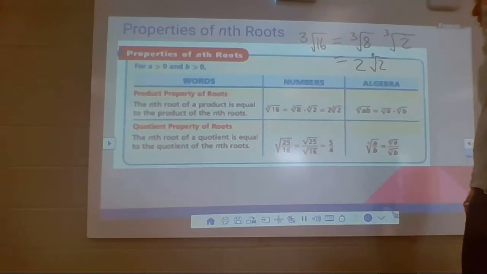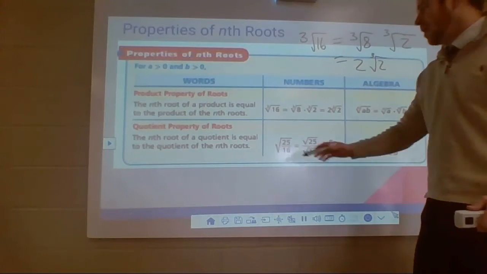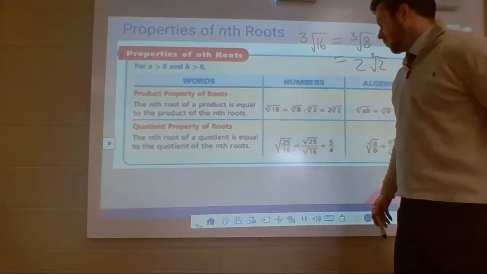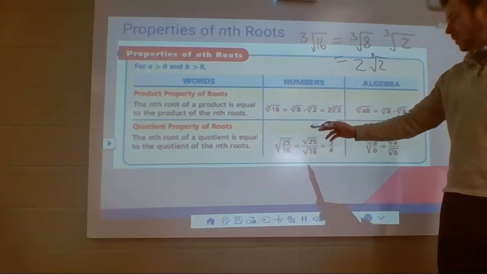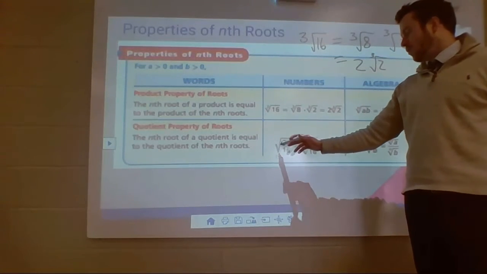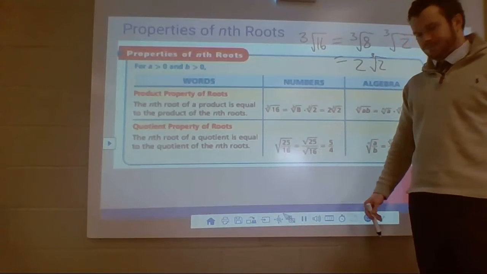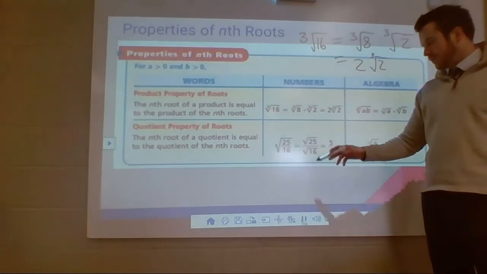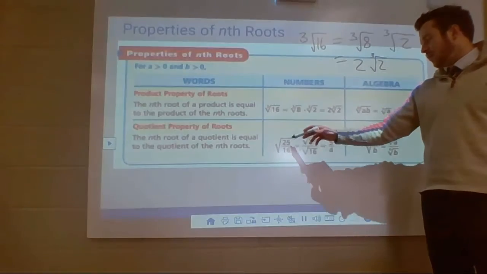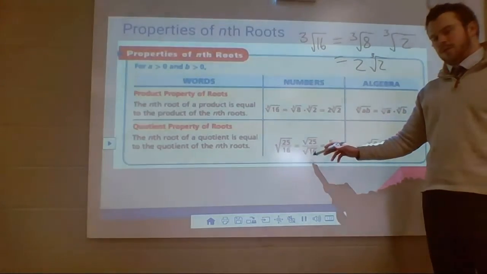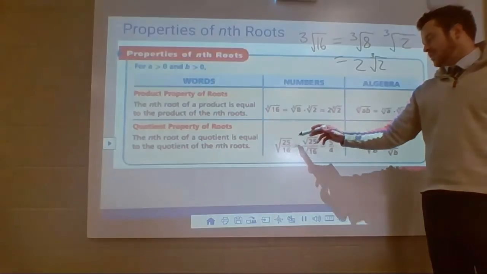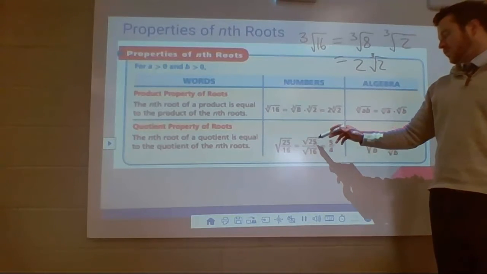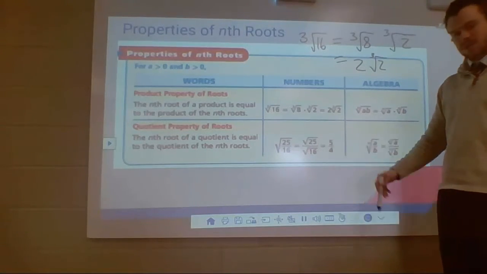All right. Now the quotient property of roots. That reads: the nth root of a quotient is equal to the quotient of the nth roots. Okay? So here we have the square root of 25 over 16. When you're given the square root of a fraction, you apply that radical to both the numerator and the denominator. So the square root of 25 over 16 equals the square root of 25 over the square root of 16. And the square root of 25 is 5, the square root of 16 is 4.